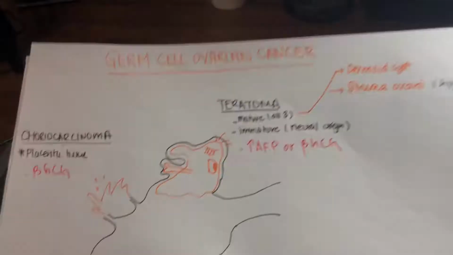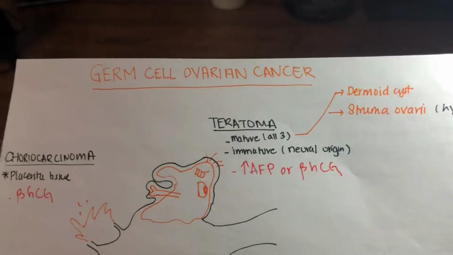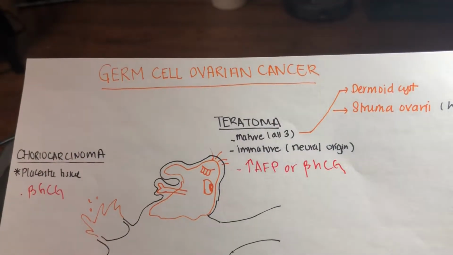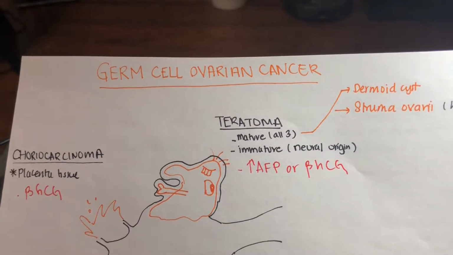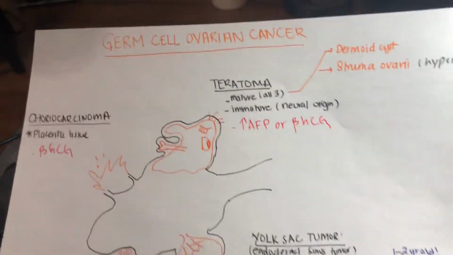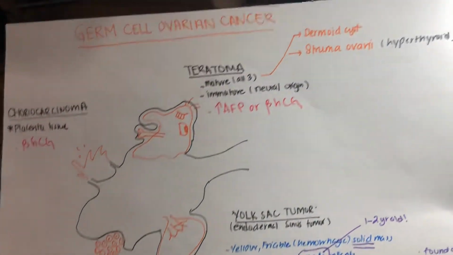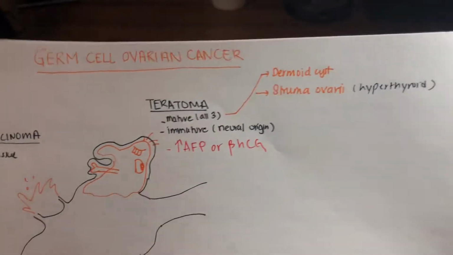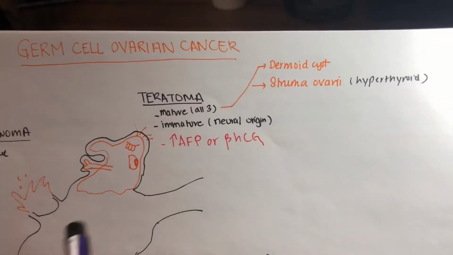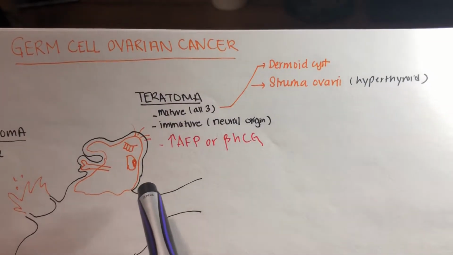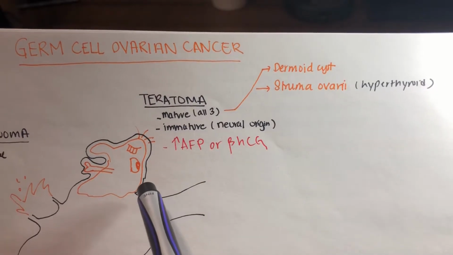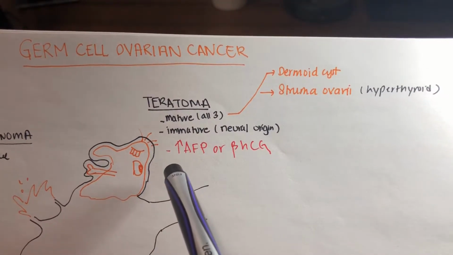Alright, we just talked about the epithelial tumor, right? So this is a germ cell tumor. There are also 4 types of germ cell tumor, namely teratoma, choriocarcinoma, yolk sac, and dysgerminoma. Teratoma, we all know what teratoma is. Teratoma is an accumulation of all 3 layers of the germ cell. So all 3 germ cell layers.